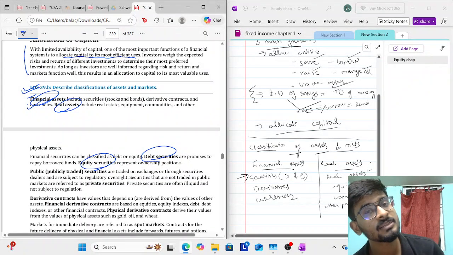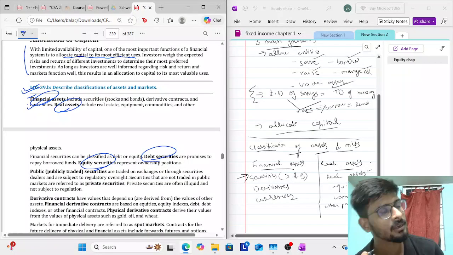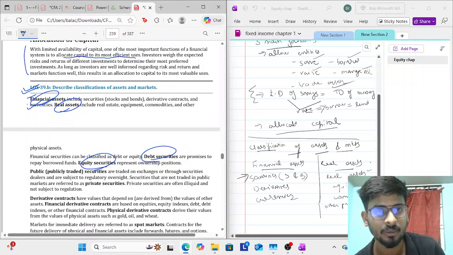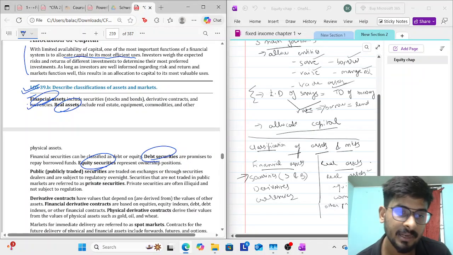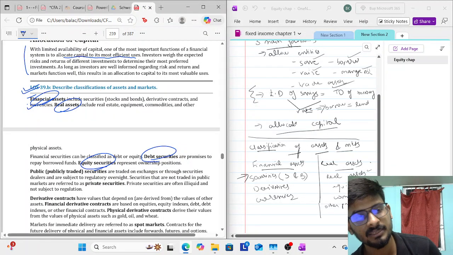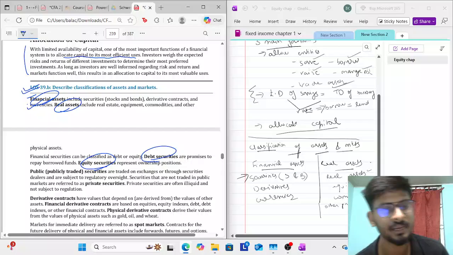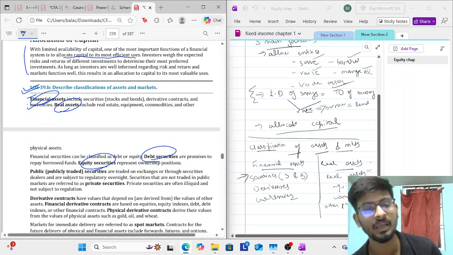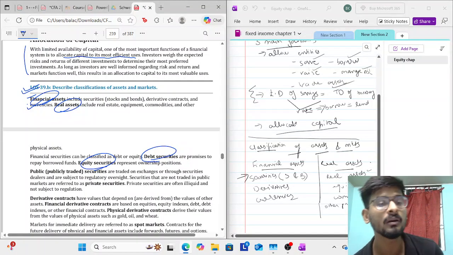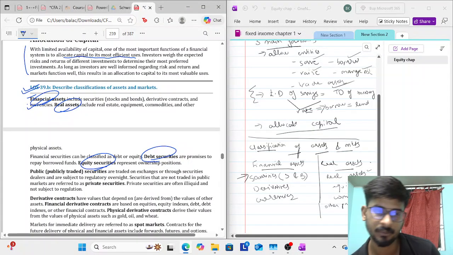I own a Reliance share, which means I am an owner, I hold ownership in the Reliance company. Now, publicly traded securities are traded on an exchange through securities dealers and are subject to regulatory oversight. Securities that are not traded in public markets are referred to as private securities. Private securities are often illiquid and often not subject to regulation.